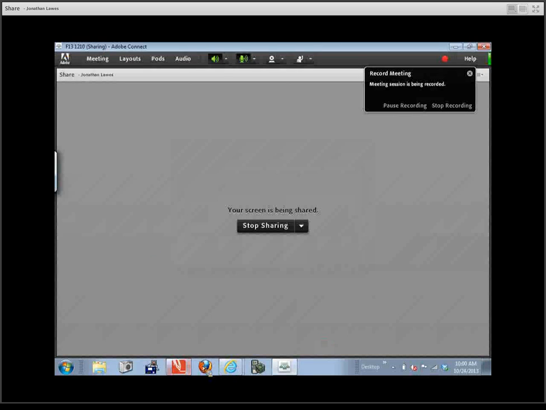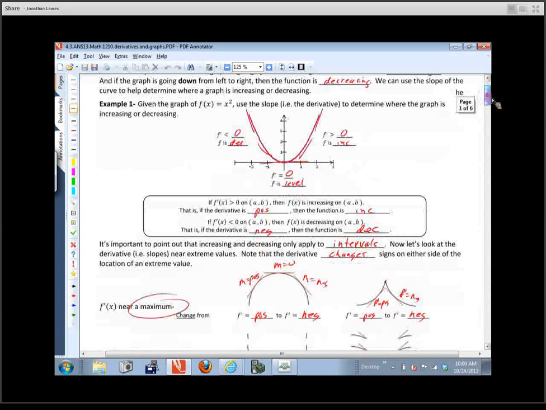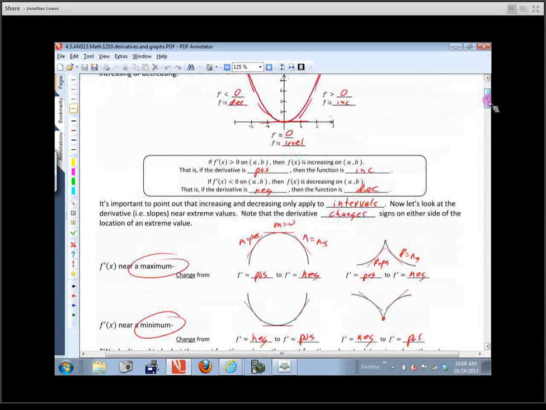Here's what we're going to do today. Yesterday, we went through pretty much all of the ideas in 4.3. We talked about how we can use the derivative, because the derivative keeps track of slope, to indicate where a graph is increasing or decreasing.